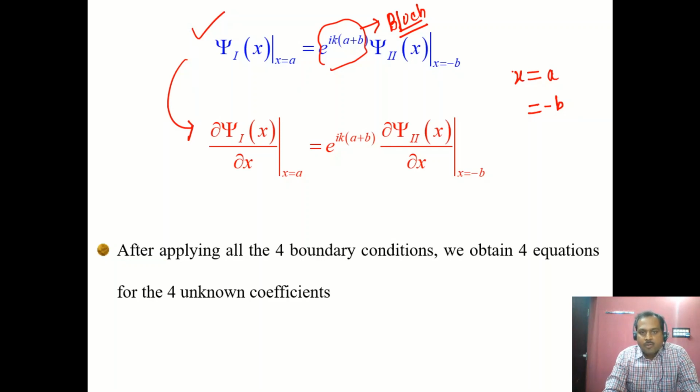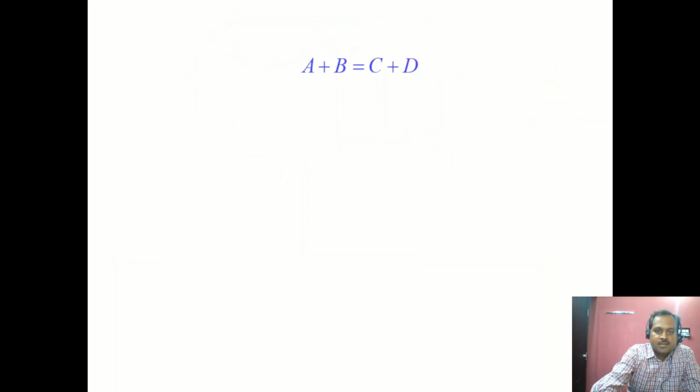Now we are having the 4 boundary conditions. One is the continuity condition at x equal to 0, and the other is a combination of Bloch's theorem and the continuity condition at x equal to a and x equal to minus b. If we apply these 4 boundary conditions, we are going to get these 4 equations, and now we are having the 4 unknown coefficients. Now let us see what these equations are.